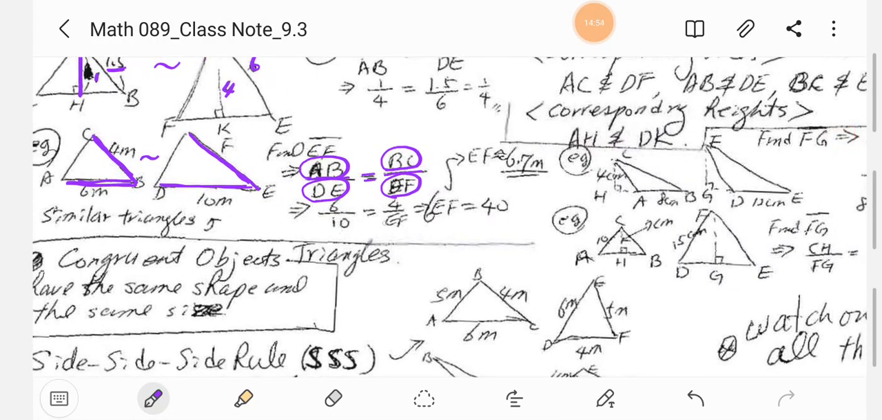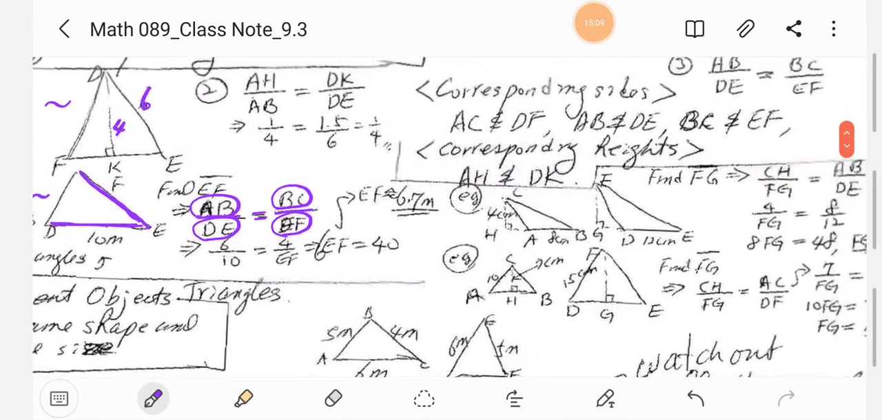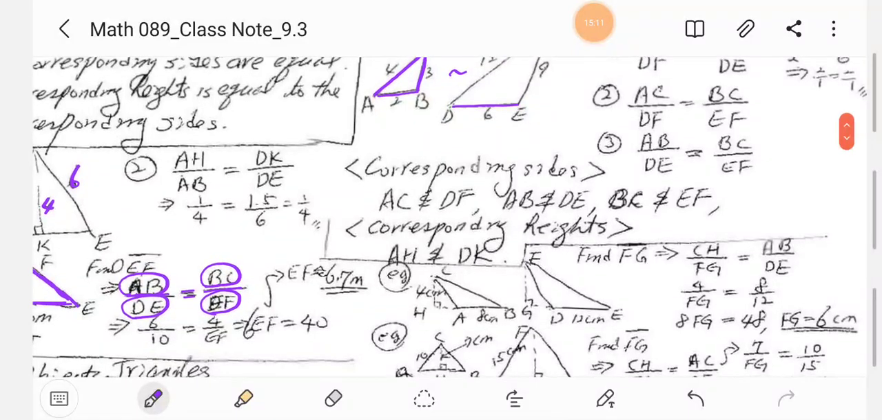So 6 to 10 equals 4 to EF. Then cross multiply, right? Cross multiply. So 6 times EF equals 4 times 10, which is 40. Then divide by 6.